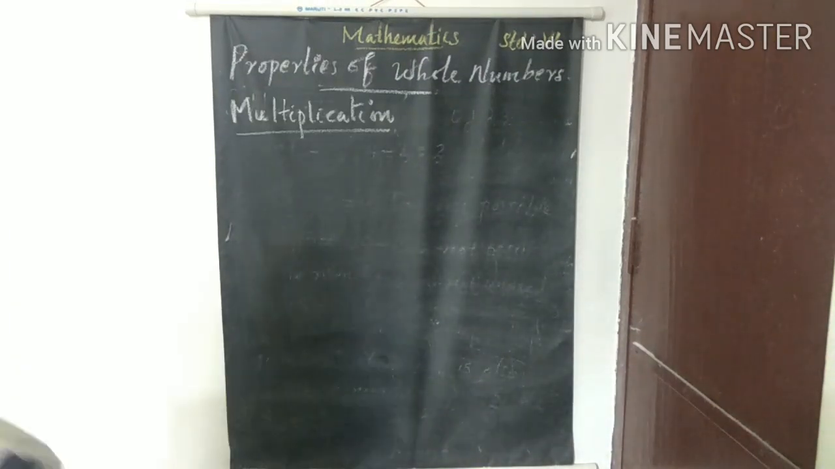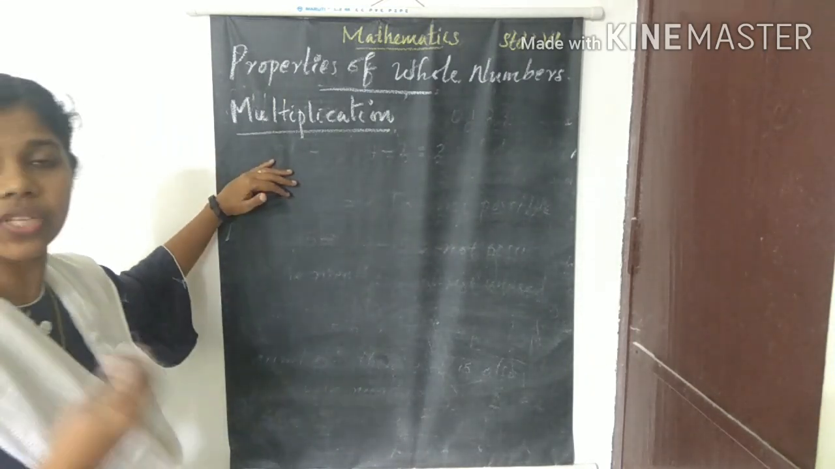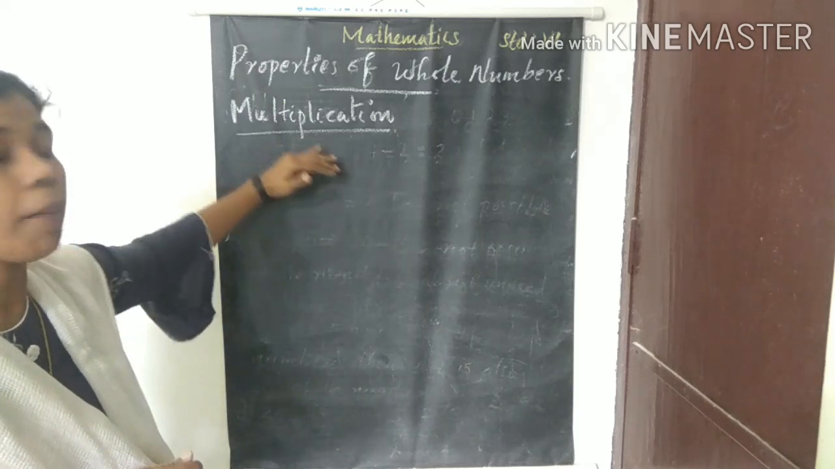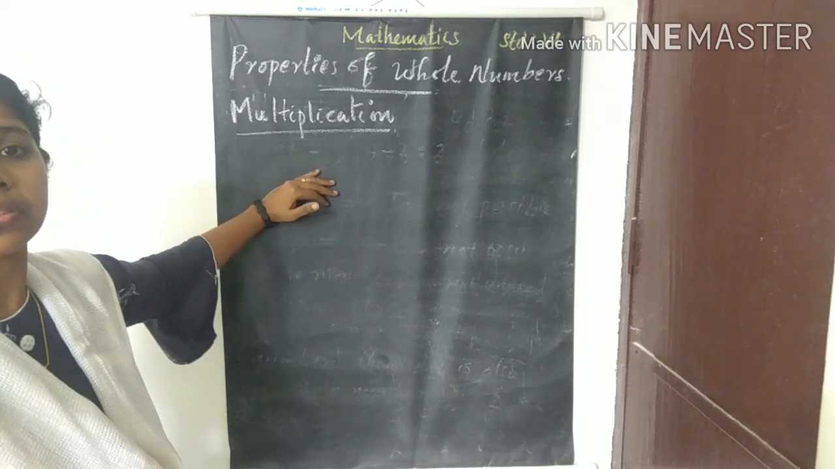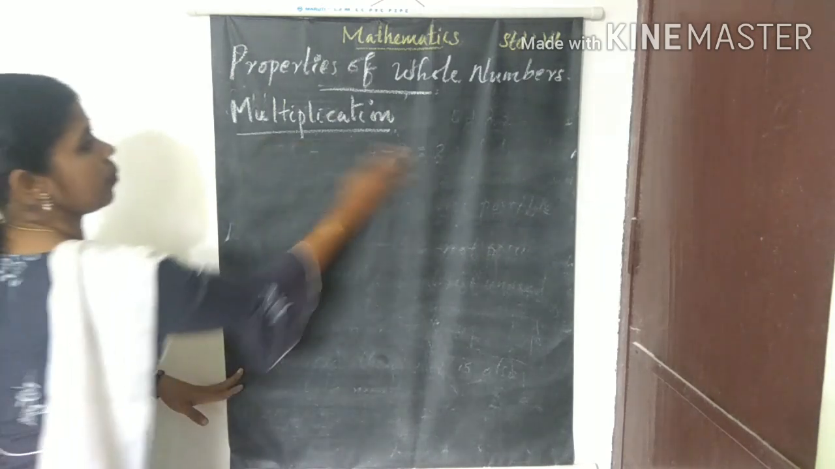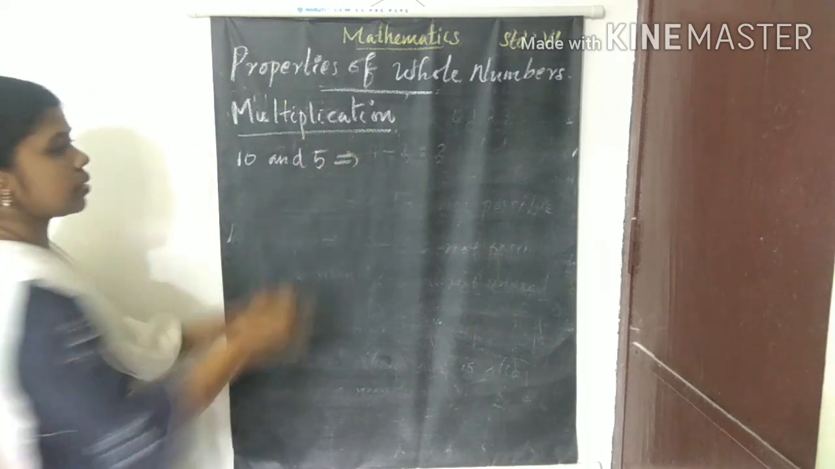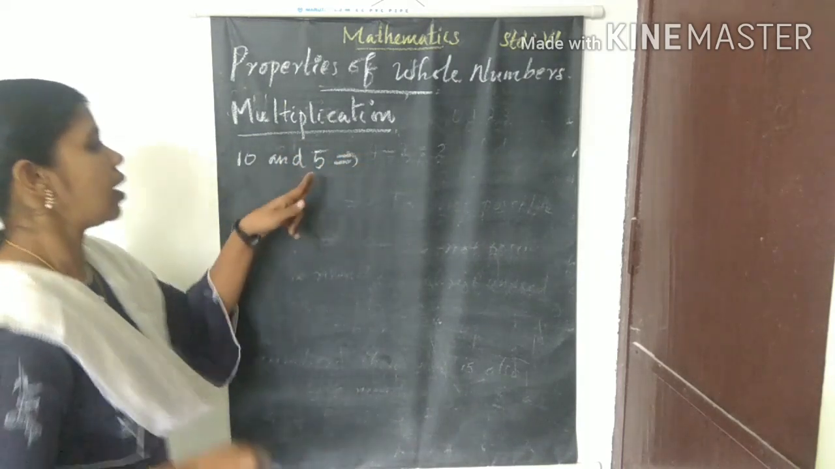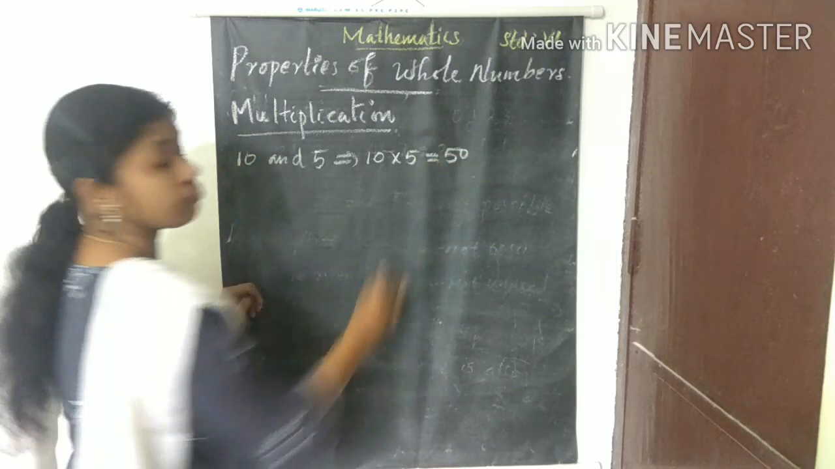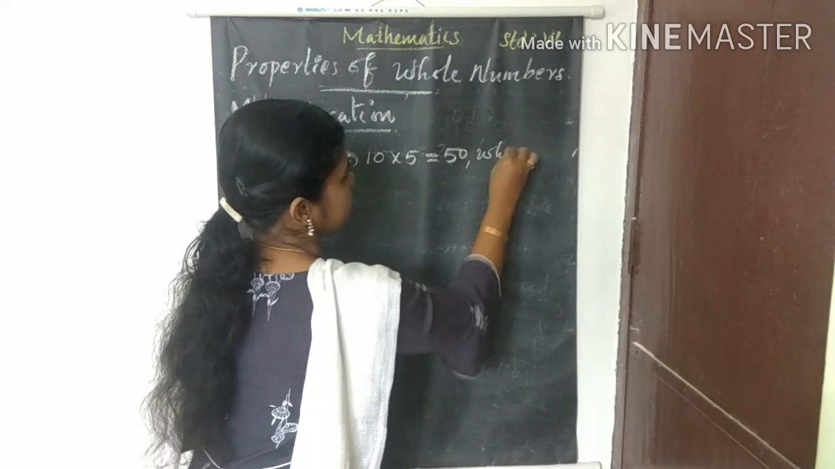Next, subtraction. No, next multiplication. How can we check whether the closure property is satisfied or not? Yes, here also when we multiply two whole numbers, the product is also a whole number. Now we can check this first. 10 and 5, are they whole numbers? Yes. What is the product of 10 and 5? 10 5s are 50. Is 50 a whole number or not? Yes, a whole number.